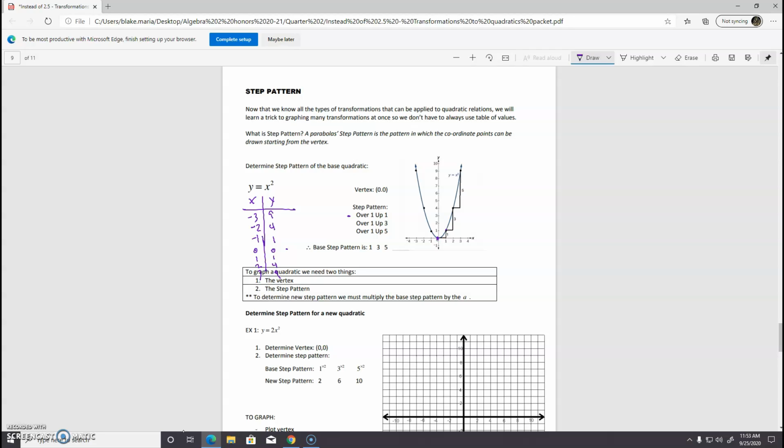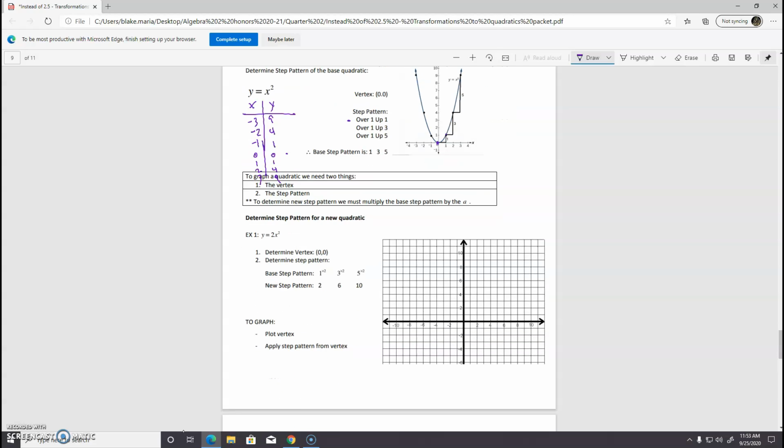So how are we going to use this? If your A value changes, then your steps change, right? Because your graph is getting either tall and skinny or it's getting short and fat. Okay, it's either stretching or compressing. So what's going to change is your step pattern.